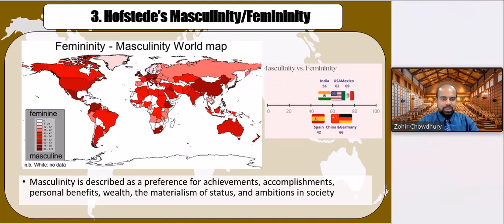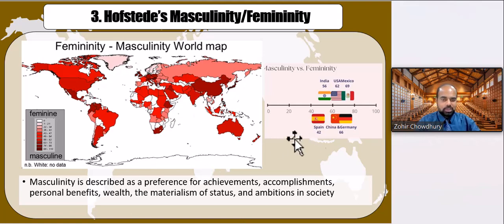The third dimension is masculinity or femininity. Masculinity is described as a preference for achievements, accomplishments, personal benefits, wealth, the materialism of status, and ambition in society. The opposite represents a predilection for cooperation, modesty, concern for the weak, and a high standard of living. Women in their respective societies display different values, of course. In feminine cultures, they share an equally modest and caring attitude with men. Women are somewhat competitive and assertive in highly masculine societies, but significantly less than men.